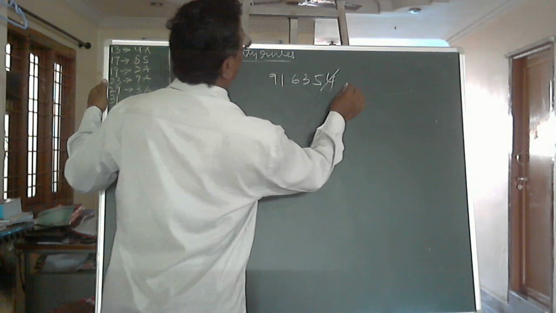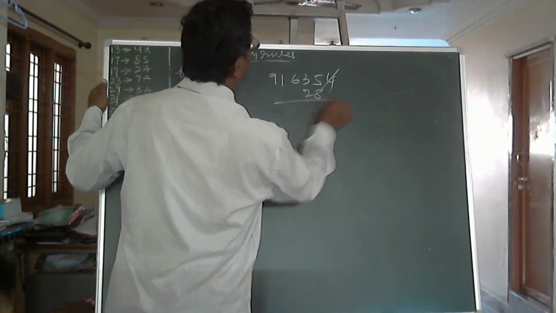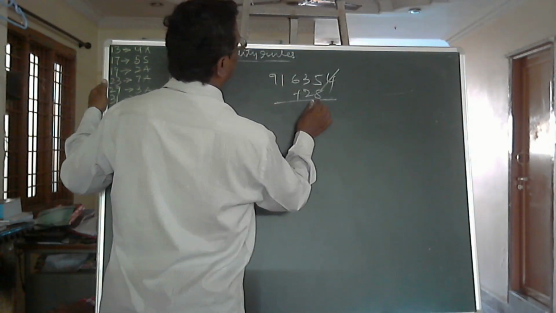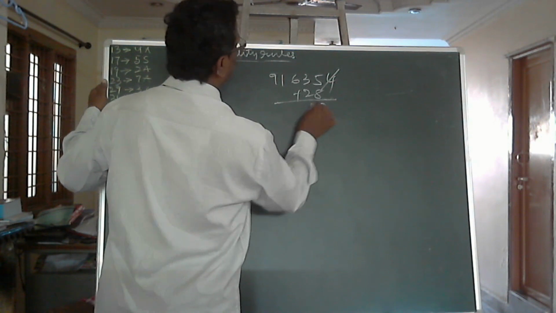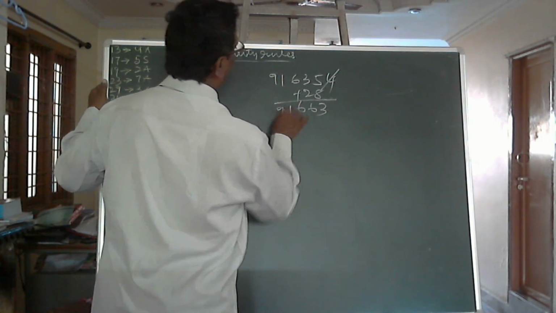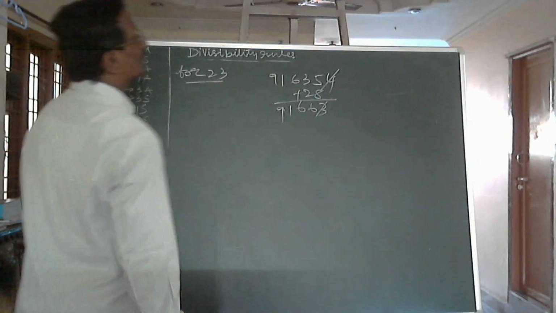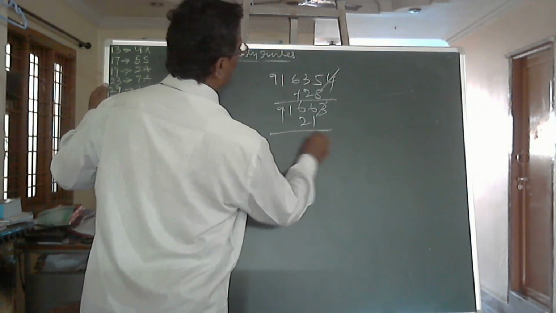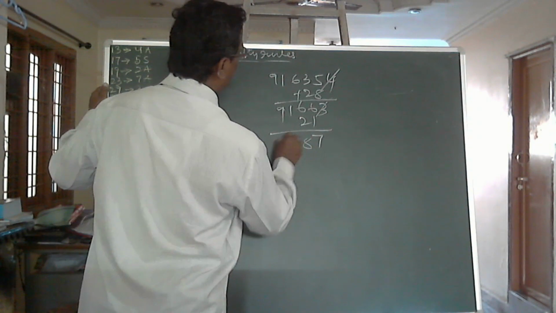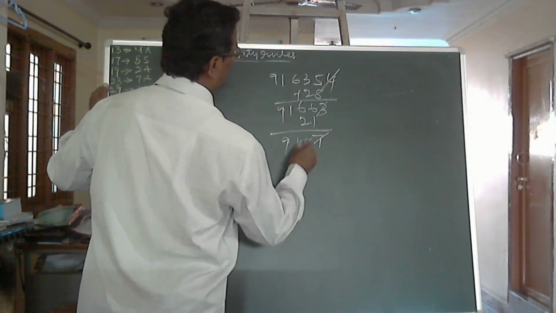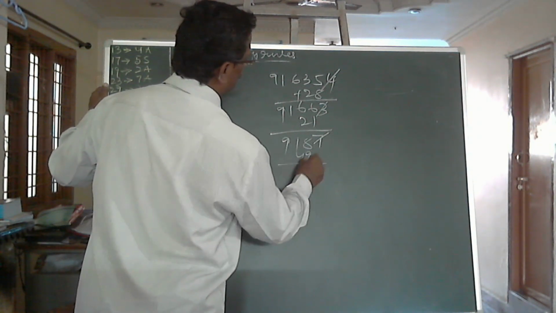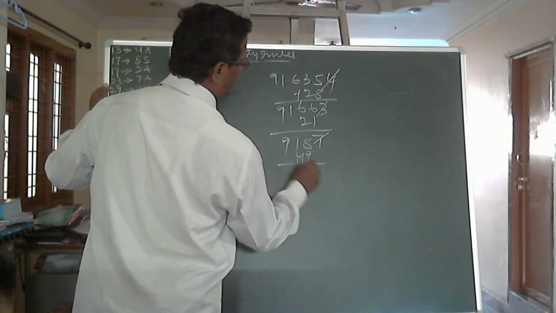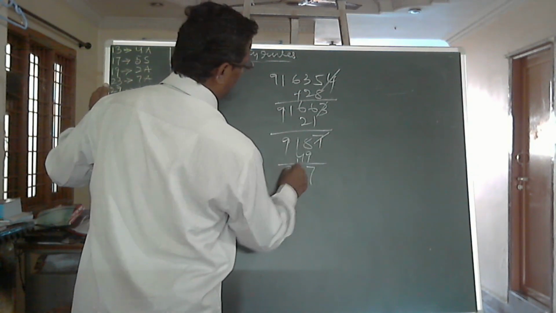7 4s are 28 is to be added. 5 plus 8, 13. 1, 3, 6. This is 6, 1, 9. Again cut, and 7 times. 7 3s are 21. Add, 7, 8, 1, 9. Again cut, 7 times 9 is 49. This is to be added. 9 plus 8, 17. 6, 9.